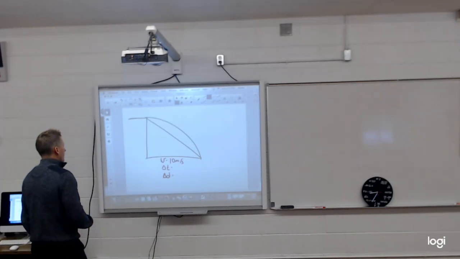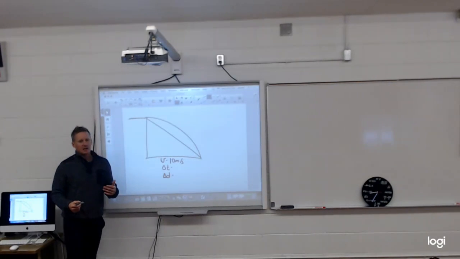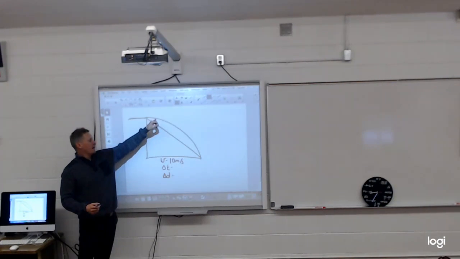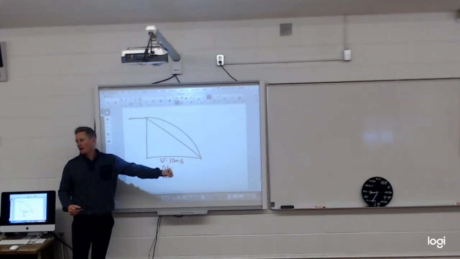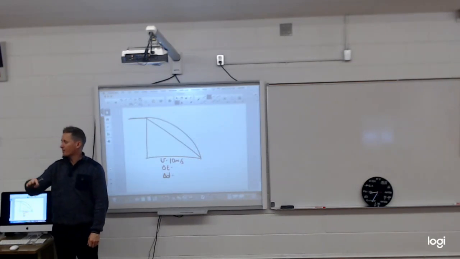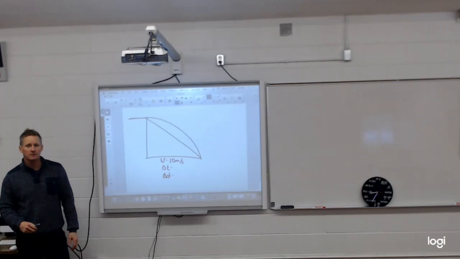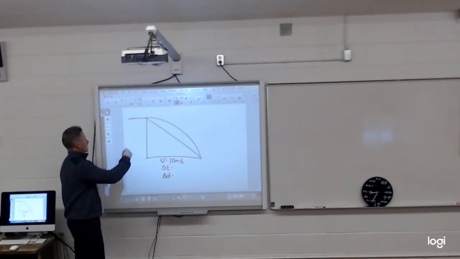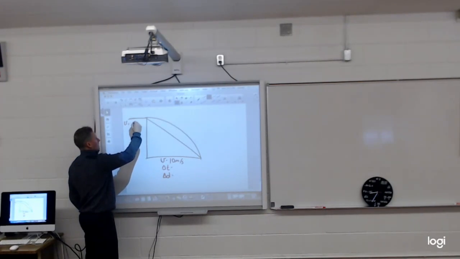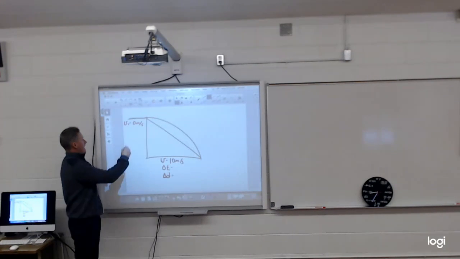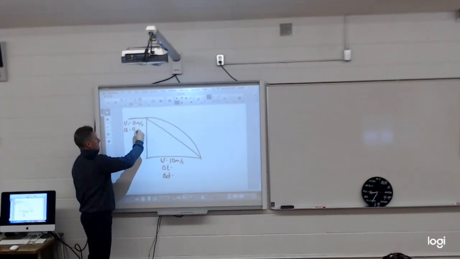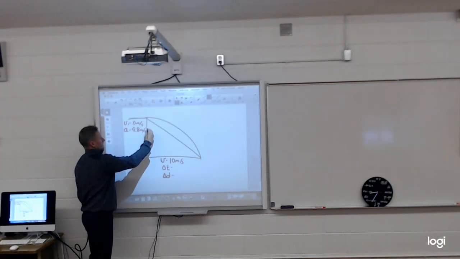Now, we've talked about this as well. The amount of time it takes for that rock to hit the ground is the same amount of time as if I were to drop the rock instead of throw the rock. So if I was dropping the rock, I'd have V1 is equal to 0 meters per second. My A is my acceleration of gravity.